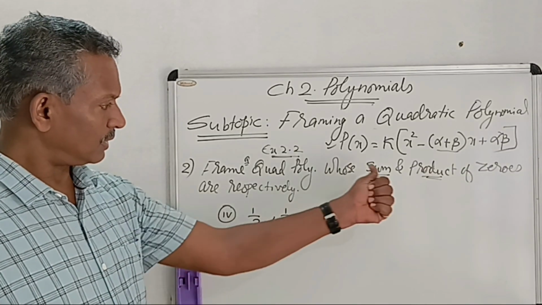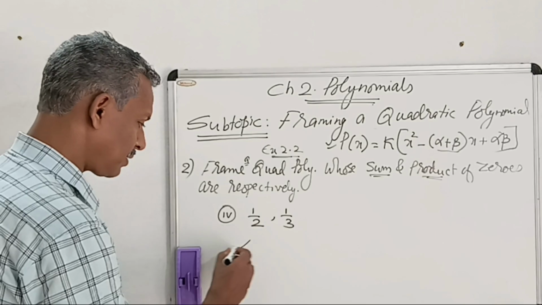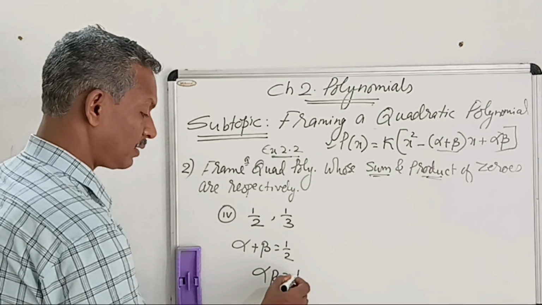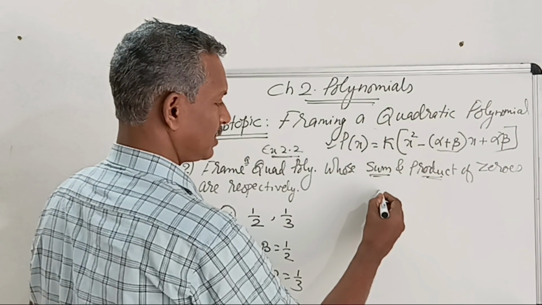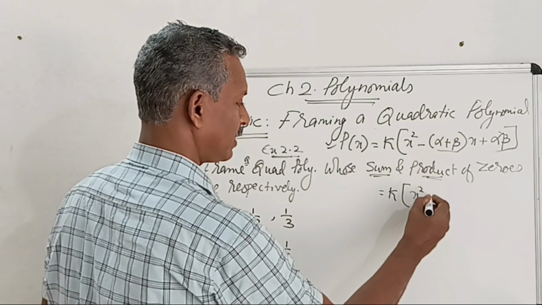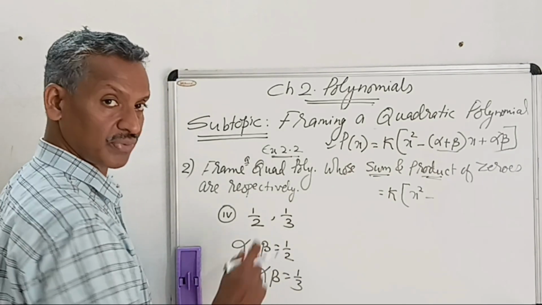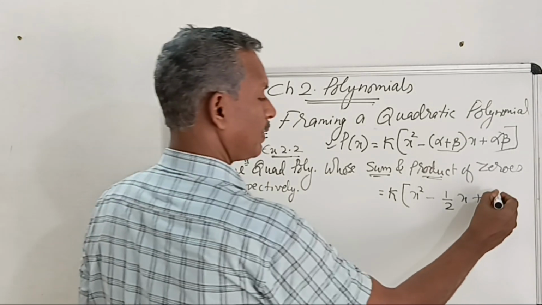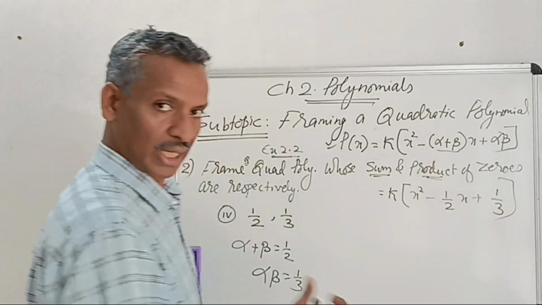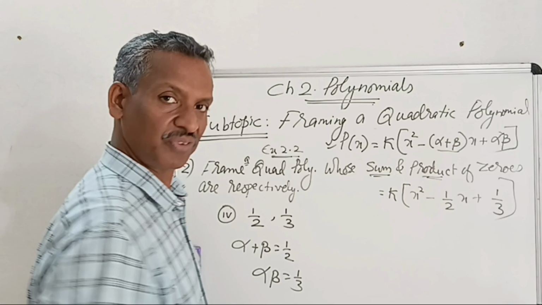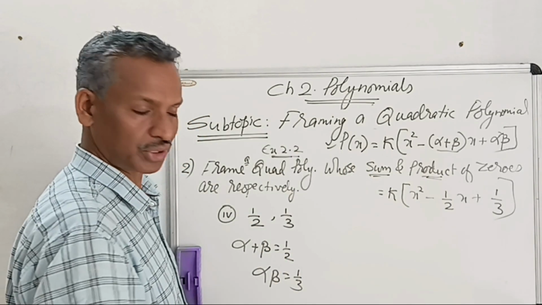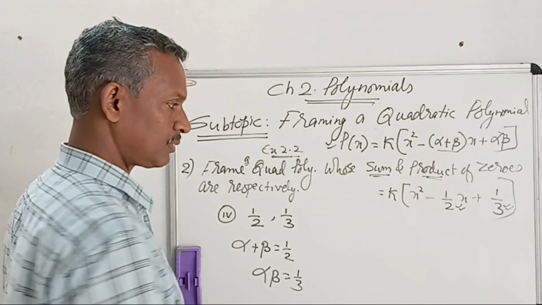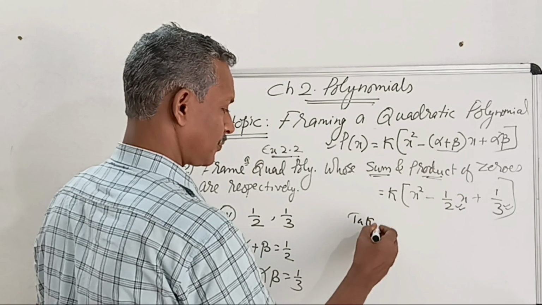If these are the sum of zeros and product of zeros, we can write alpha plus beta is 1 by 2, alpha beta is 1 by 3. Write the standard form: k into x square minus sum of zeros. What is sum of zeros? It is half x plus product of zeros, it is 1 by 3. I discussed earlier, if two fractional coefficients come, it is better to remove the fractions. So what is the LCM of 2 and 3? You all know LCM is 6. Then take k is 6.